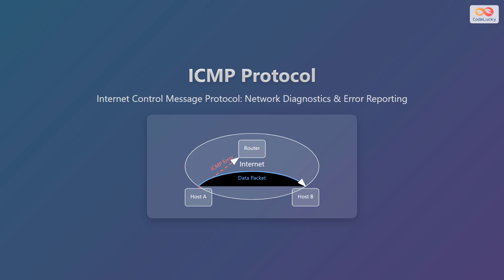Let's explore the ICMP Protocol, which stands for Internet Control Message Protocol. It is a crucial component for network diagnostics and error reporting. This protocol helps in identifying and reporting network issues, ensuring smooth data delivery across the Internet. It is useful for checking network connectivity and diagnosing any issues that might arise.